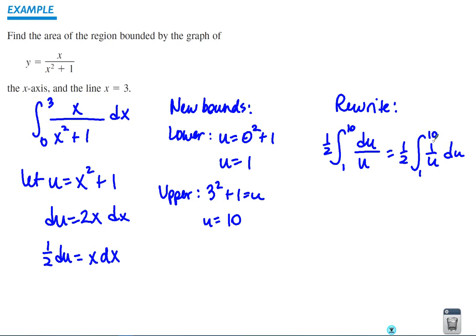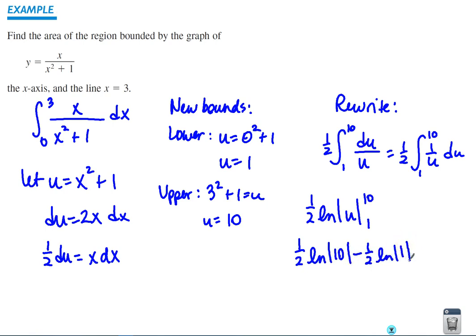The antiderivative of du over u is 1/2 natural log of the absolute value of u from 1 to 10. The nice thing about this being a definite integral with bounds is I don't have to bring an expression for x back in for u, because I've already rewritten my bounds in terms of u. So I'm going to have 1/2 natural log of 10 minus 1/2 natural log of the absolute value of 1. Hopefully by now we all know the natural log of 1 is a big fat 0. So we end up with 1/2 natural log of the absolute value of 10, which is just 10.